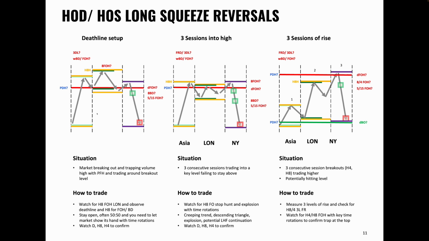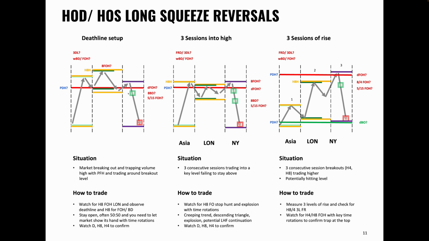What is happening in a Deathline setup? Situation: the market is breaking out and trapping volume high with the peak formation high, trading around the breakout level. So here, previous day high, Asia breaking out, trading above, maybe then you even get an 8 hour fake out high, the first bearish signal. London is completely trading above this level, pulling down, maybe here a lower low on the inside. Then it comes back up, typically not very far up, and then loses the daily breakout level, making it a daily fake out high.